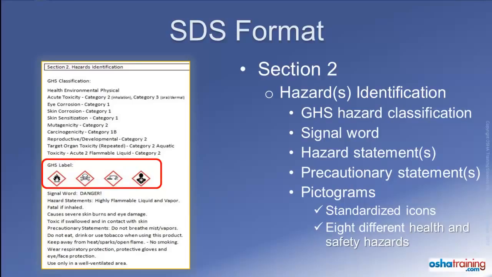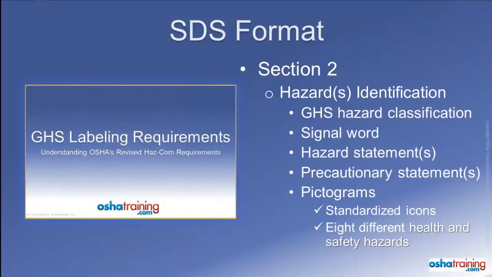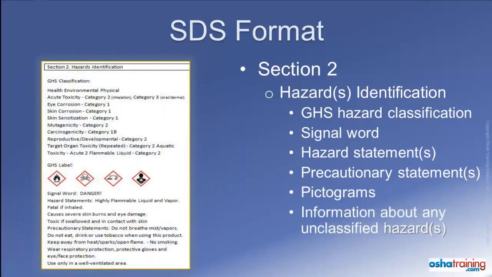A more detailed explanation of hazard statements, precautionary statements, and pictograms is provided in our online tutorial titled GHS Labeling Requirements, which is also available for free on our website. And last but not least, information about any unclassified hazards that are not covered in the GHS system, such as combustible dust, will be provided in this section.